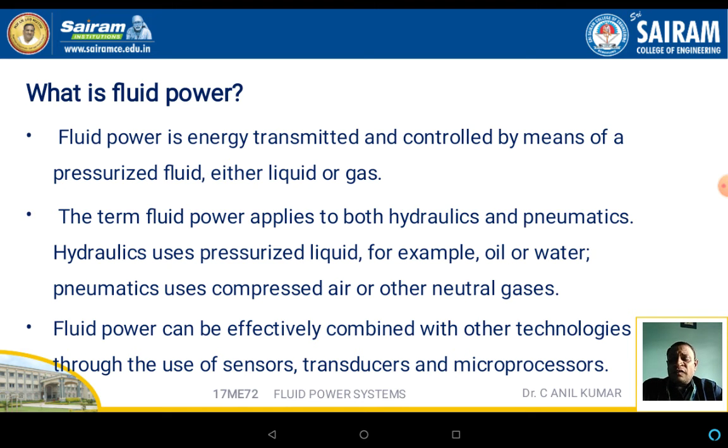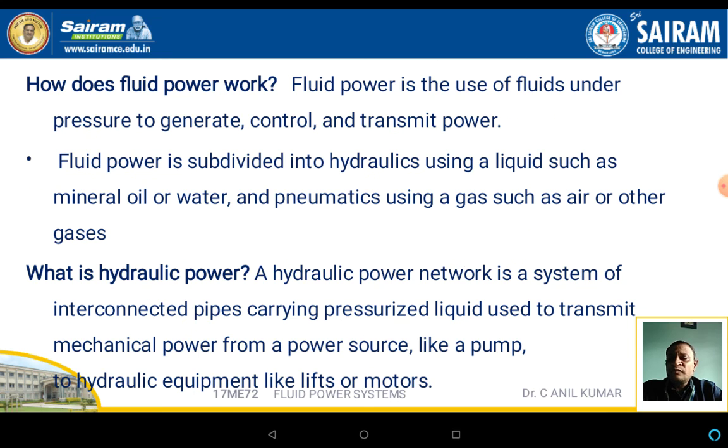Along with that, as technology advances, in some cases we need sensors, transducers and microprocessors to have continuous fluid control, where the actuation may be automatic or semi-automatic.